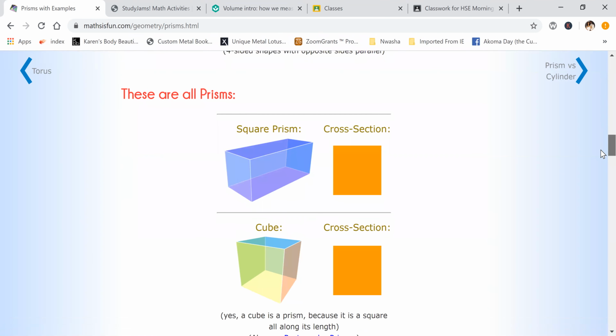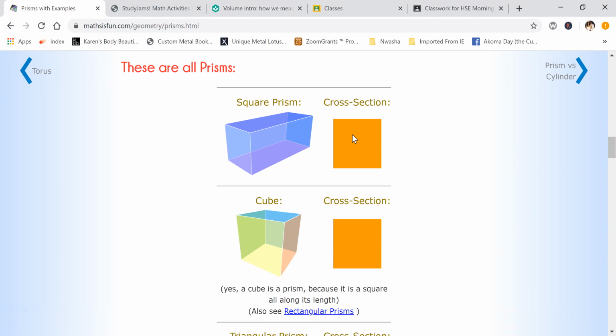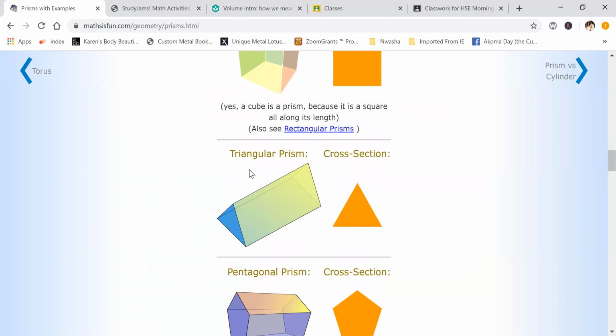Now coming down, they're just talking about different kinds of prisms. So it's all based on the cross section or what the slice would be. So you can have a square prism, which means when you slice it, it would be a square. You could have a cube, which is now not rectangular, but still when you slice it, it's going to be a square. So this is why the two-dimensional shapes are the most important, because you're coming back to these basic cross sections. Now they have the triangular prism.